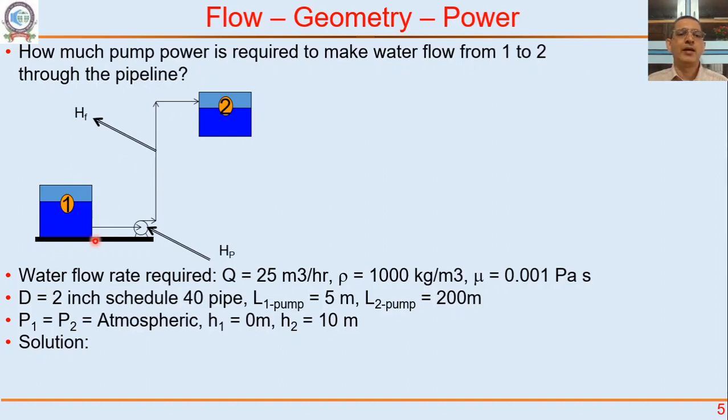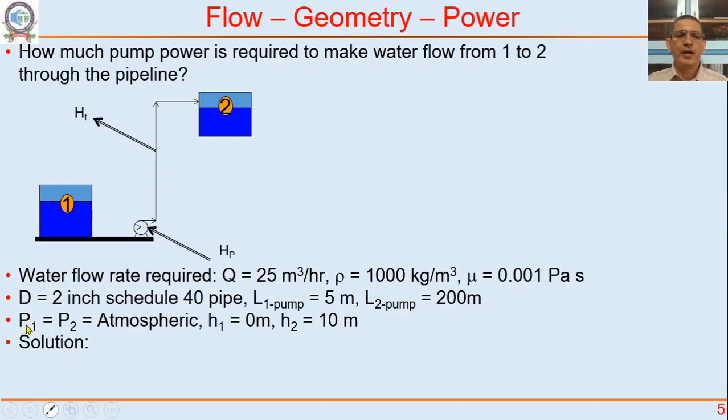And here are the things about the pipeline. We want to have a water flow rate of 25 meter cube per hour. A meter cube, okay, it should be meter cube, not m3. Now I need to give you some properties of water. Water has a density of 1000 kg per meter cube. Viscosity is 0.001 Pascal second.